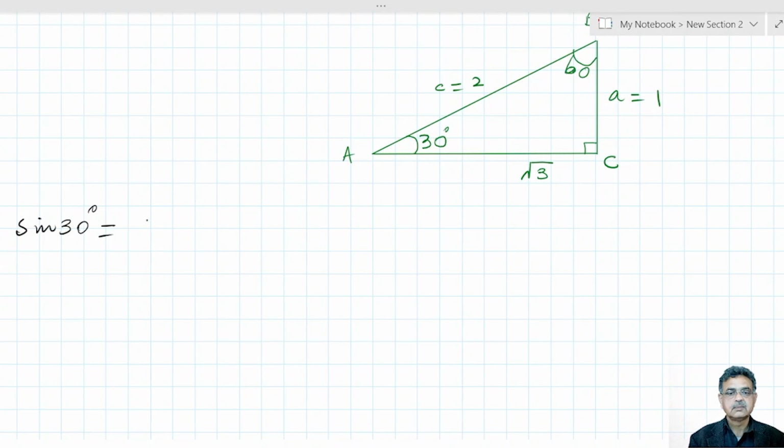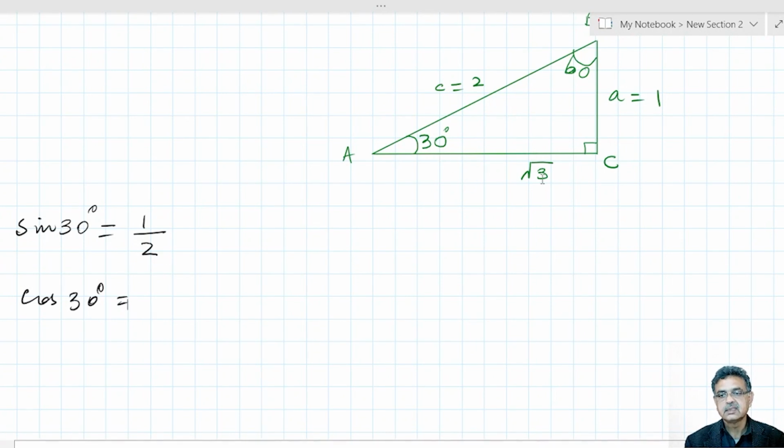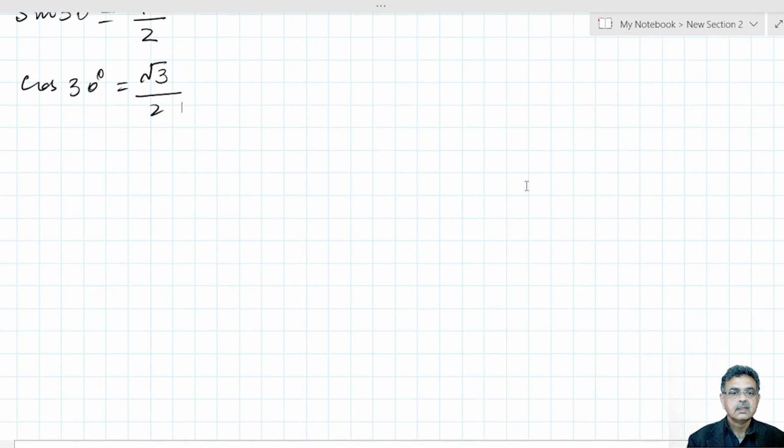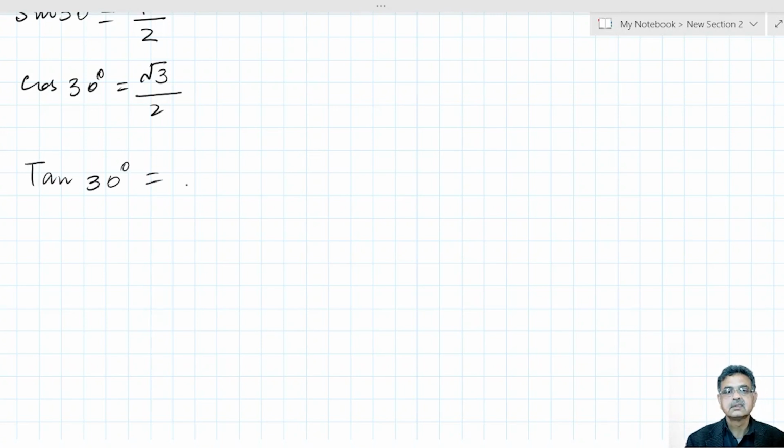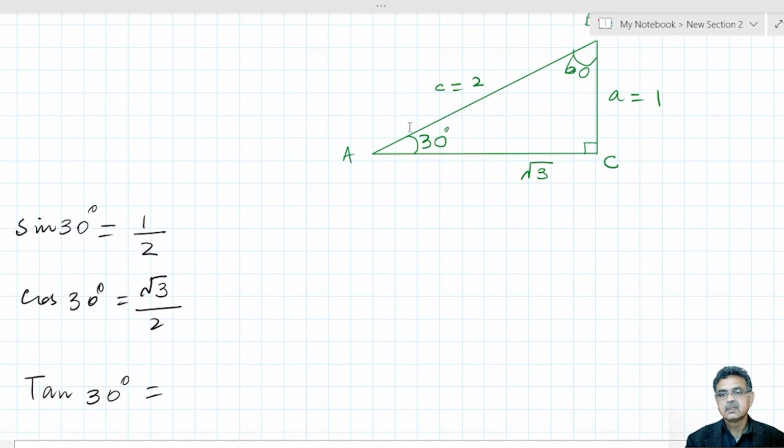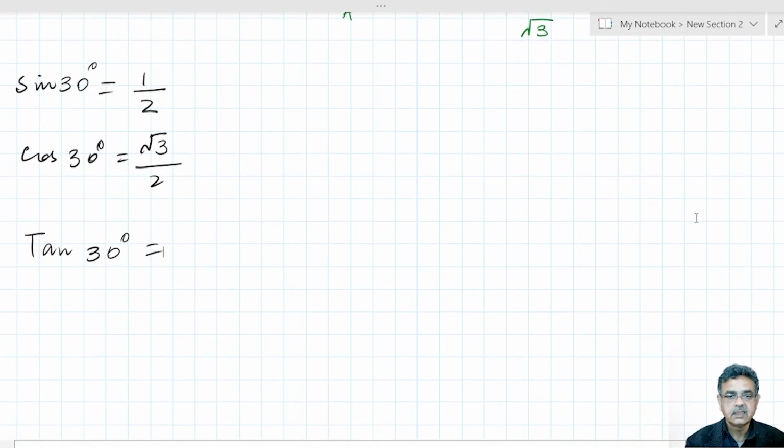Sine 30 degrees means opposite over hypotenuse. Opposite is 1 and hypotenuse is 2. Cos 30 degrees is adjacent over hypotenuse; adjacent to 30 is under root 3. Tangent 30 degrees is opposite to 30 over adjacent to 30, so that will be 1 upon under root 3.